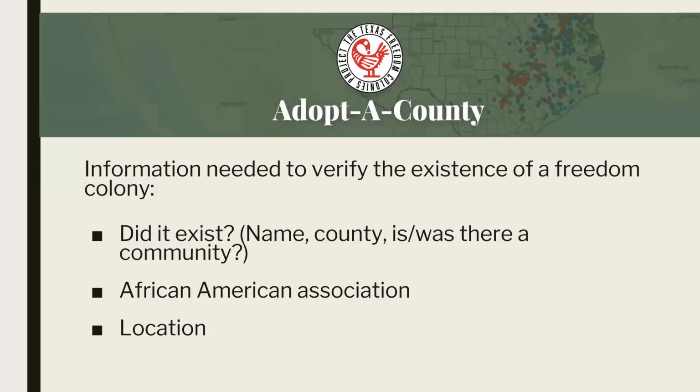What do we mean when we say we've located a place? There's really three basic things we want to verify. Did it exist? Was there a community there? Does it have an African American association? And we want to affirm a location.